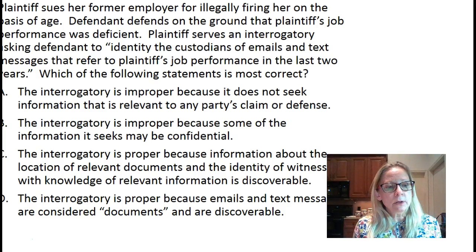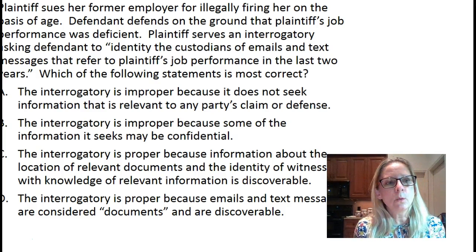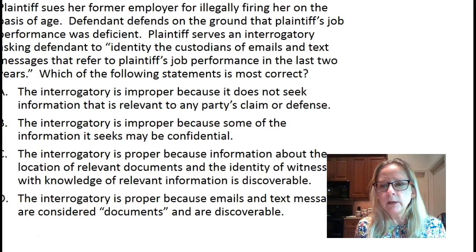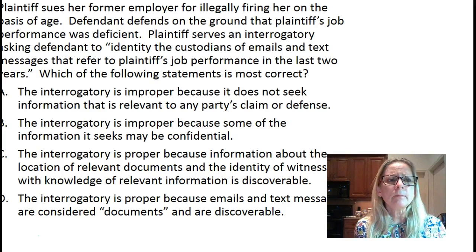Great. Here's another multiple choice question, which I don't know if it's kind of run off the screen for you there. Let me just read it.